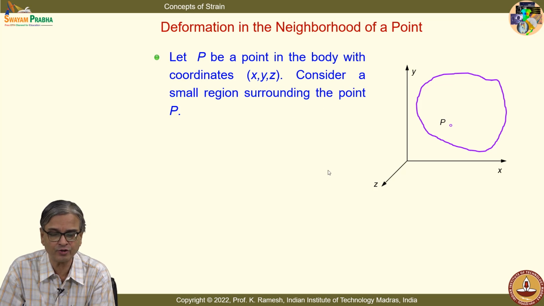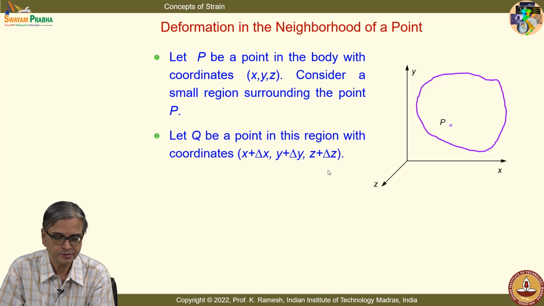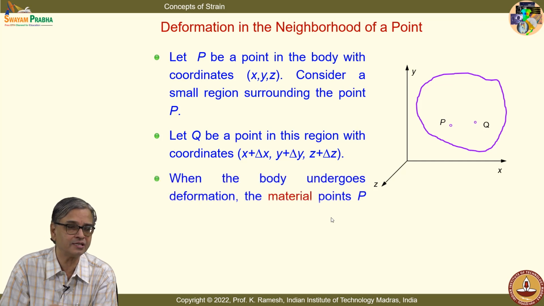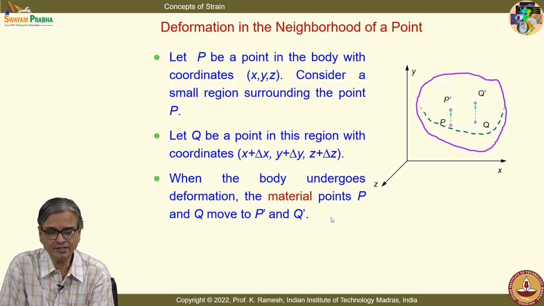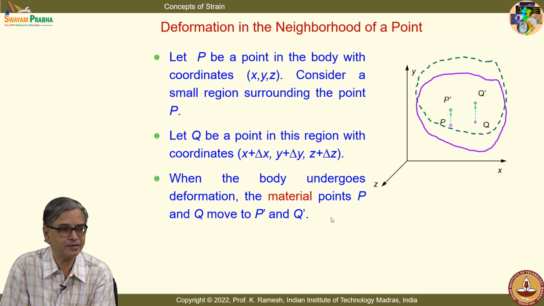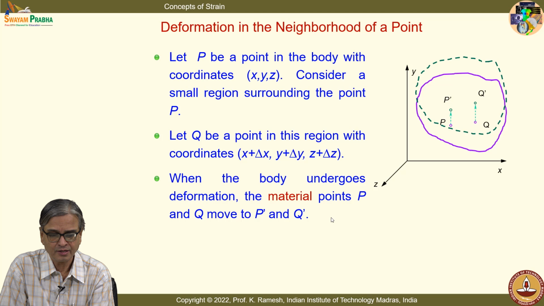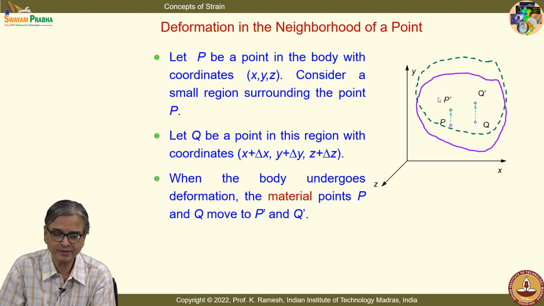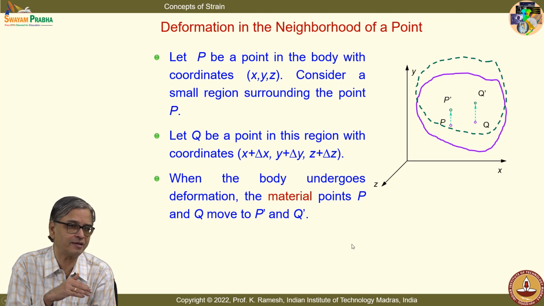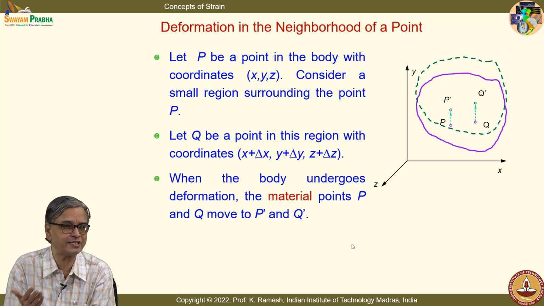I take a point Q which has the coordinates x plus delta x, y plus delta y, z plus delta z. And now I have a deformed structure. The points have displacements. P has gone to P prime and then Q has gone to Q prime. And I denote these as material points. You know, there are material coordinates and spatial coordinates.